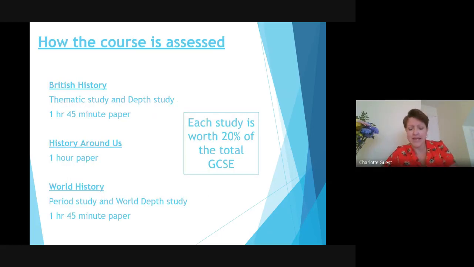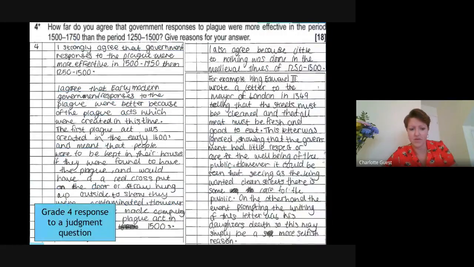In terms of assessment, each study is worth 20% of the total GCSE, so they're all equally weighted. The British History paper incorporates the thematic study and the depth study into a 1 hour, 45-minute paper. The History Around Us is a 1 hour paper, and World History, which incorporates the period study and the world depth study, is a 1 hour, 45-minute paper. So there are three GCSE exams which will be sat at the end of year 11.